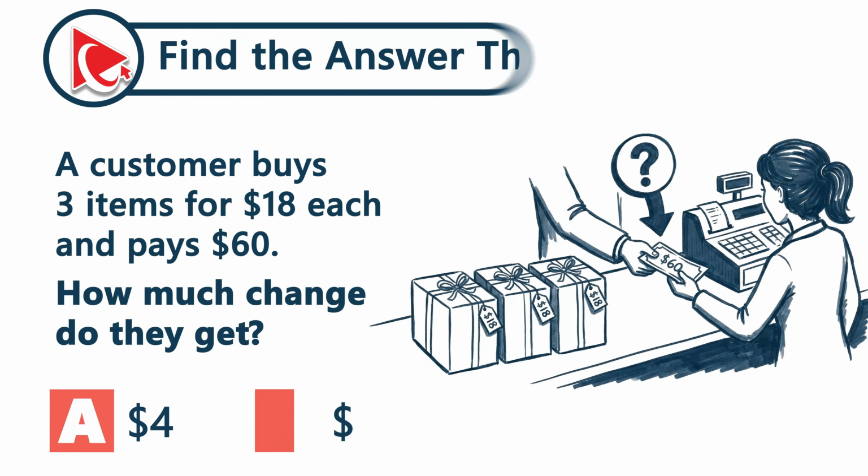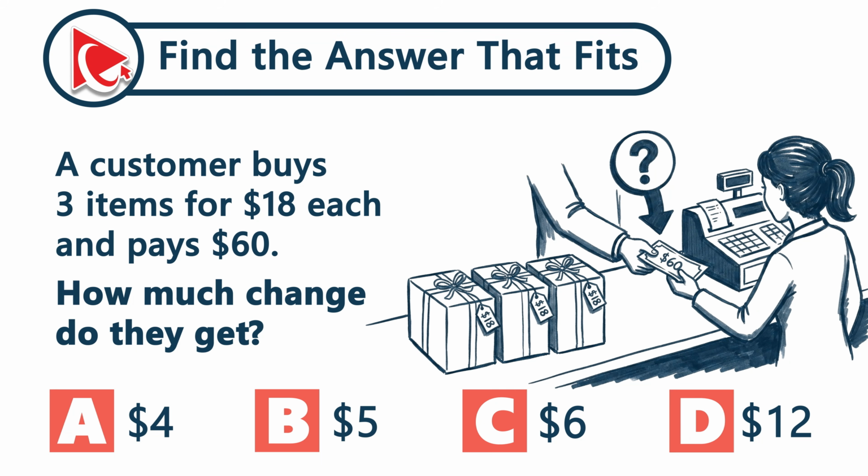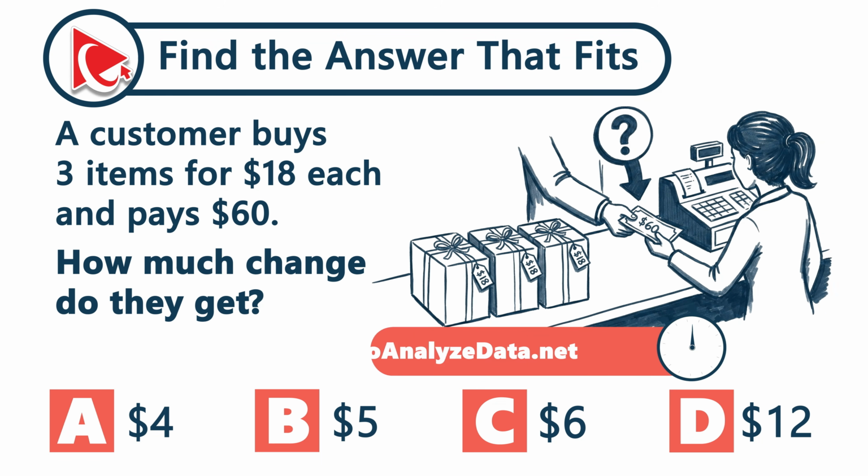A customer buys 3 items for $18 each and pays $60. How much change do they get?